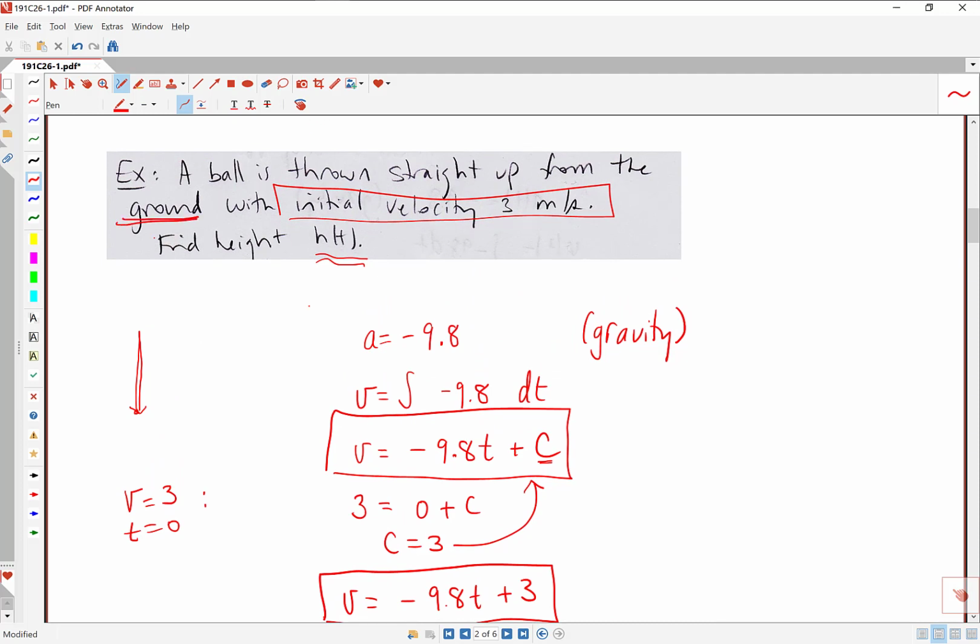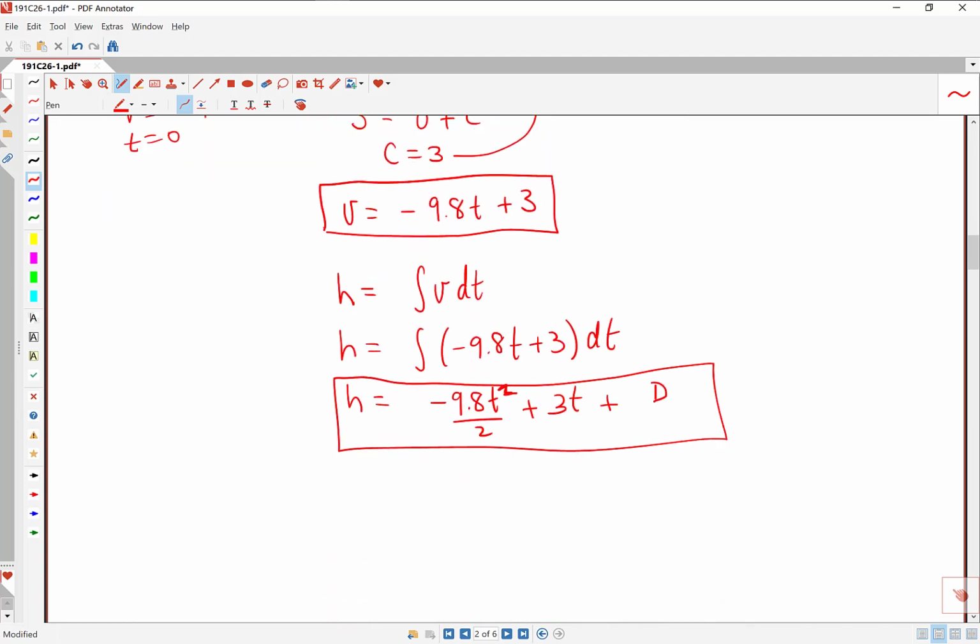So the fact that it's starting on the ground actually gives us our initial height. That's telling us that at time 0, the height of the ball was 0. So we'll sub that in, and that's going to give us D. So we're saying 0 equals 0 plus 0 plus D. In other words, D has to equal 0.